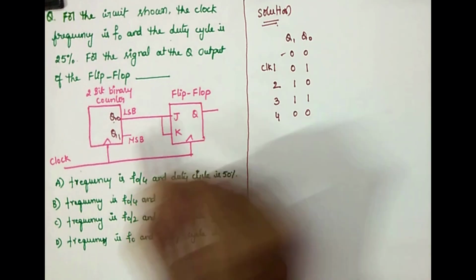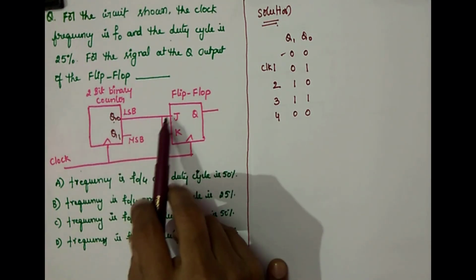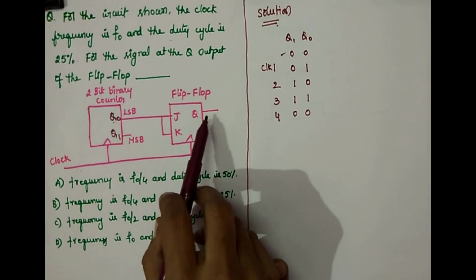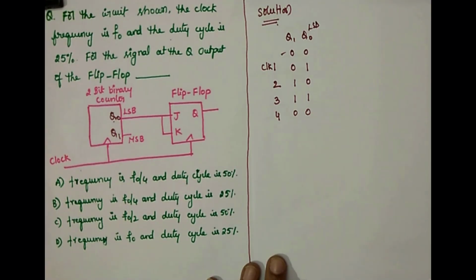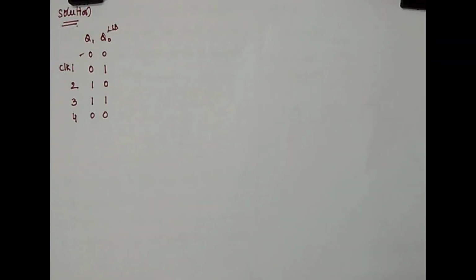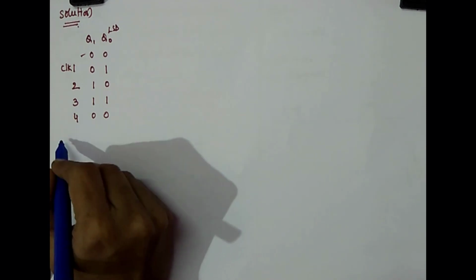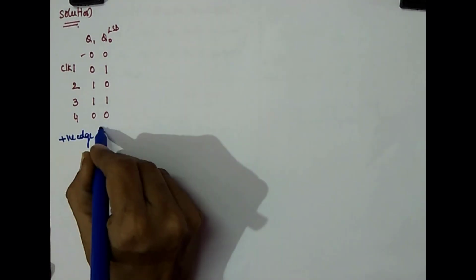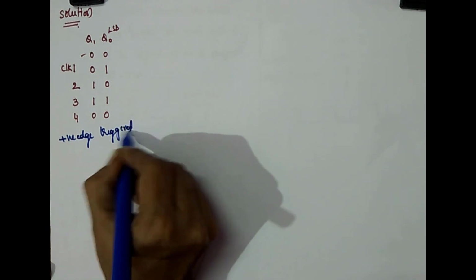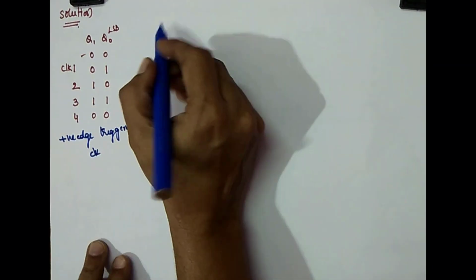Now if you observe, this Q0 is connected to both the J and K inputs, and here Q is the output. Now you can explain the operation of this circuit and find the frequency and duty cycle of the output with the help of waveforms. Let me draw the waveforms. Another point, assume that the clock here is a positive edge triggered clock.